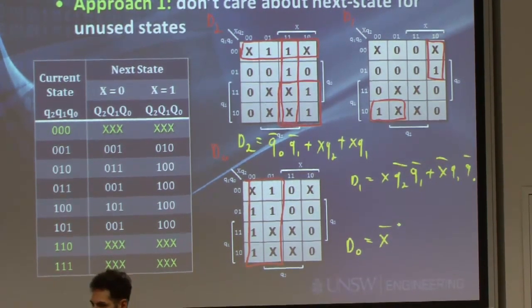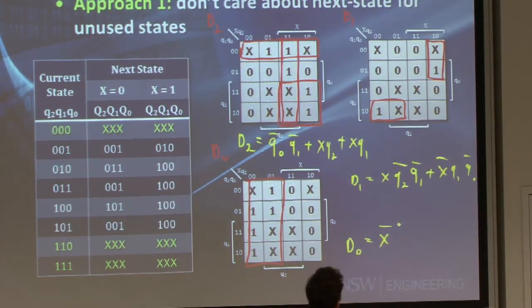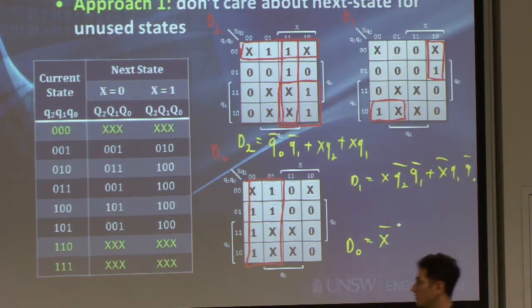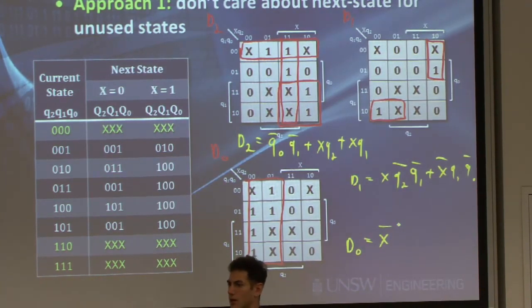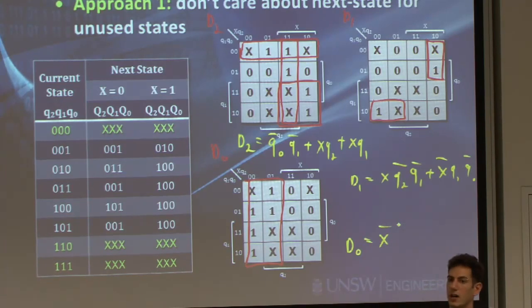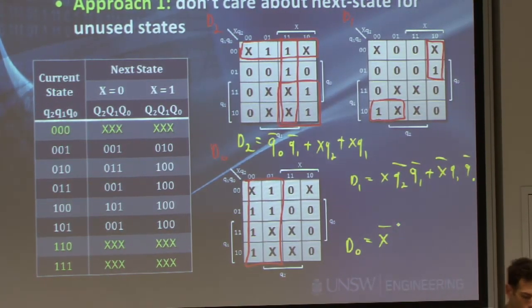Now, stare a little bit at how complex these equations are. They are quite complex, even though we utilized the don't cares. And again, this was one approach to what we do with unused states. And this is what we ended up with, and obviously you can implement it.